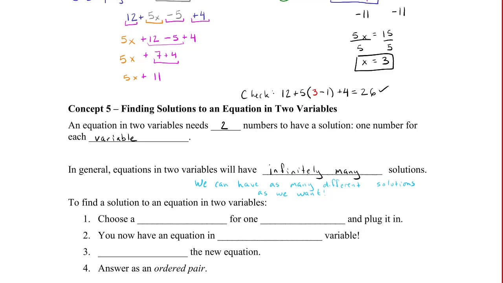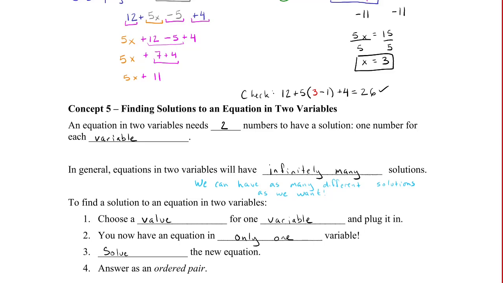So if we want to find some specific solution, we have to pick which one we're going to get. And the way that we do that is to start with, we're going to choose the value for one of the variables. Once we choose a value for one variable, we're going to plug that into the equation. And now our equation only has one variable. We know how to solve an equation in one variable, so we're going to solve that new equation.